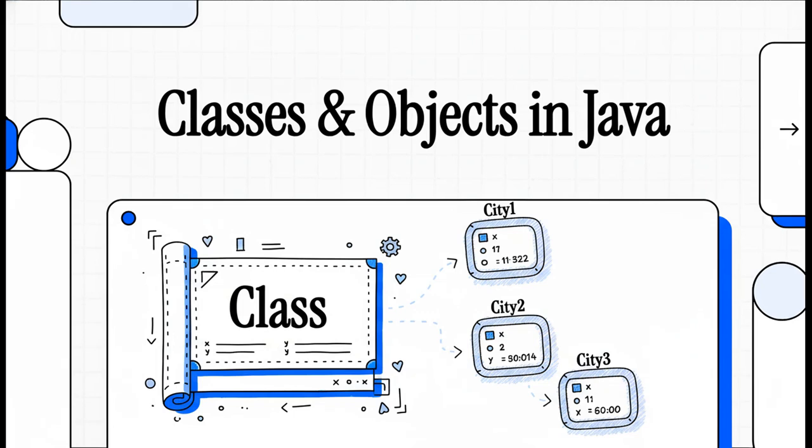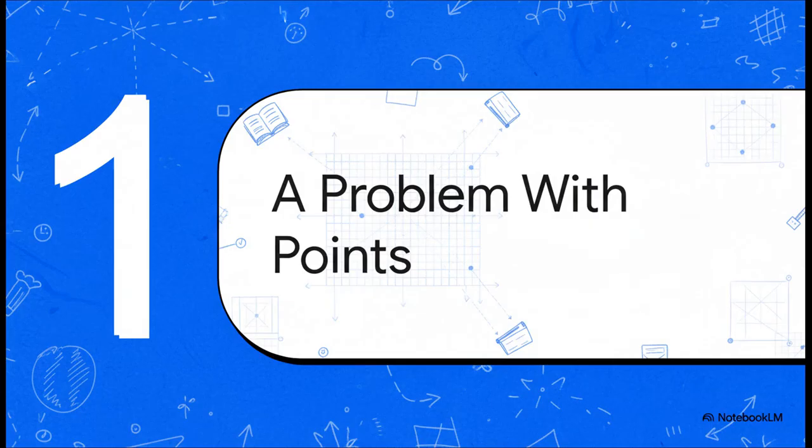All right, let's talk about the absolute heart of Java and really all of object-oriented programming. We're diving into classes and objects. These are the concepts that let us build powerful, clean, and manageable code by modeling the real world. So instead of just throwing a bunch of definitions at you, let's start with a real-world programming problem. This is a challenge that's going to show you exactly why we need a better way to structure our code.